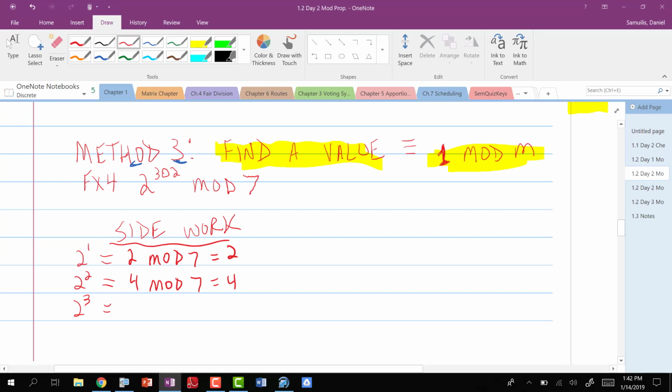What's 2 to the third? What is 8 mod 7, everybody? 1. Ding, ding, ding. Now watch how this dictates how I break down 2 to the 302nd power. And then I'll show you how loose you can be with mod and why this is so nice. So now we want to rewrite 2 to the 302nd power using exponent rules. 2 to the third is the key, though.